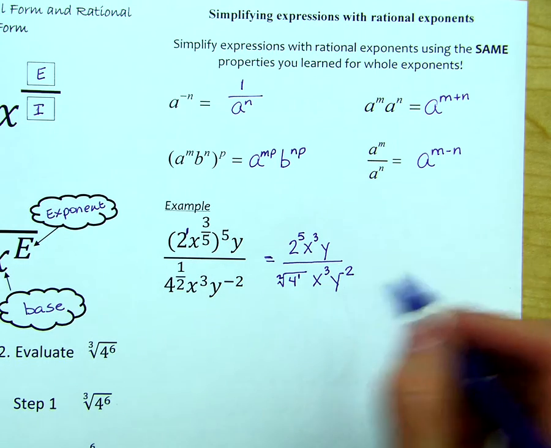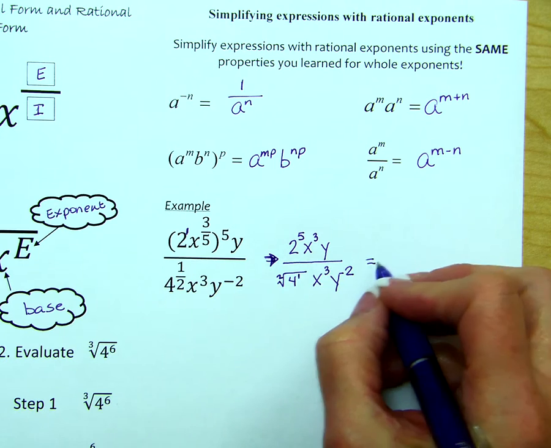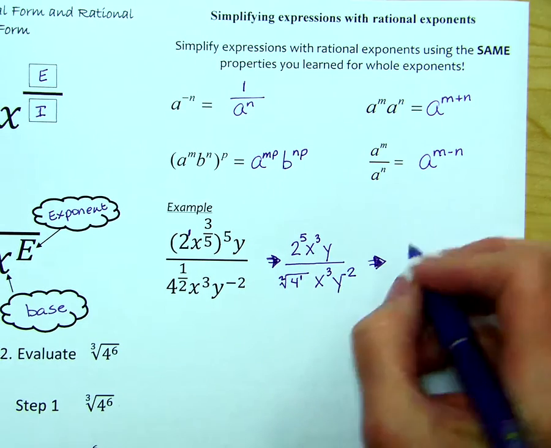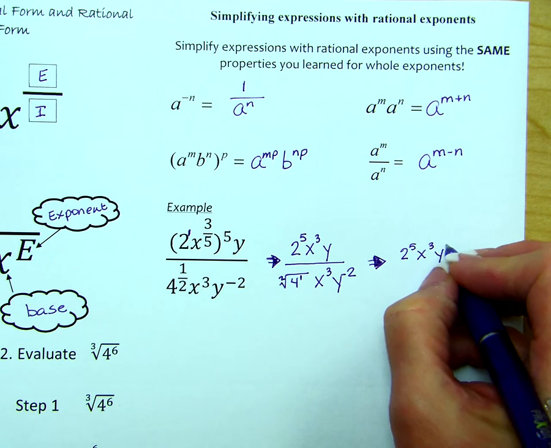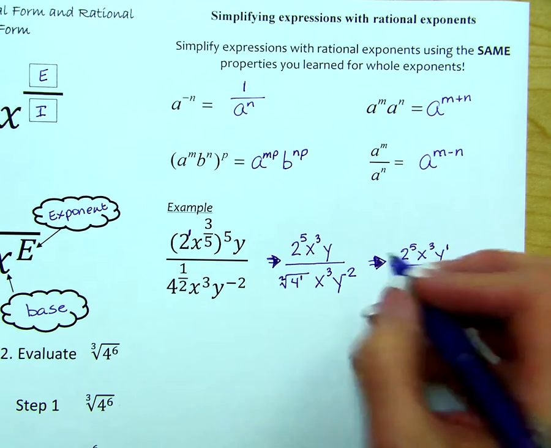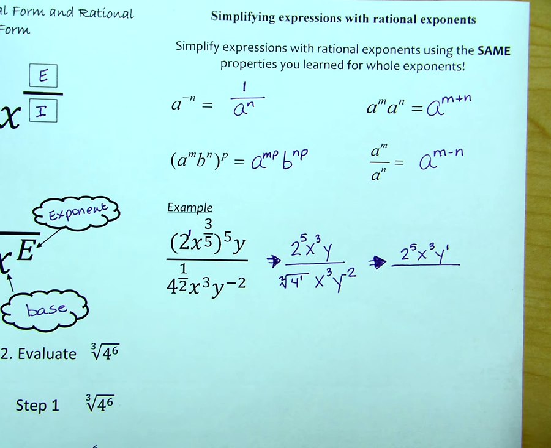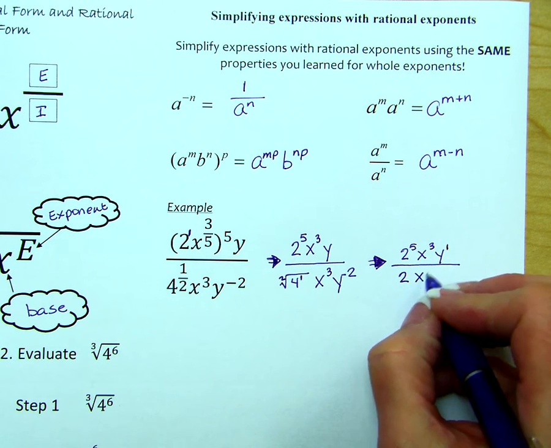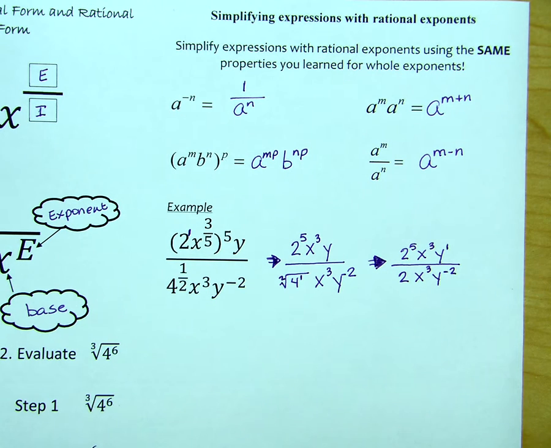All right, so now I'm going to rewrite this and simplify a few things. I'm going to leave this 2 to the 5th, x to the 3rd, y, and I'm going to call that y to the 1st power. And here I'm going to simplify the square root of 4. What number do I multiply by itself to get 4? That would be 2. So I'm going to end up with 2, x to the 3rd, y to the negative 2. So here I have simplified both the numerator and denominator.